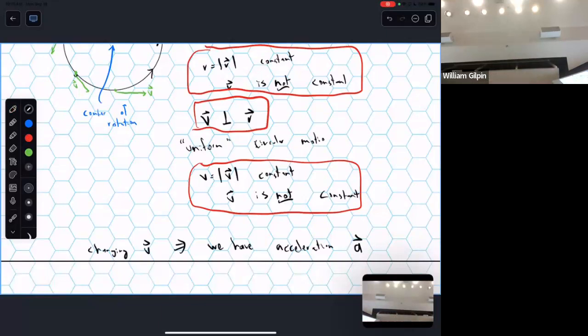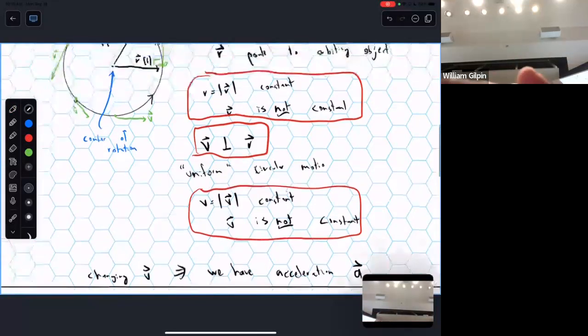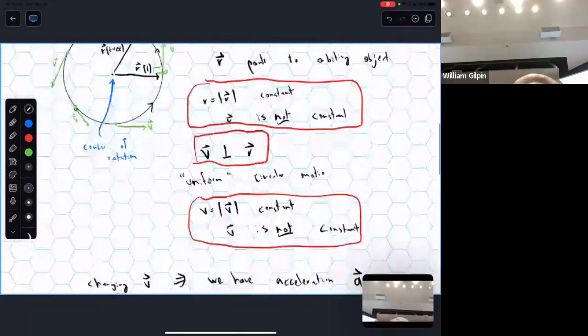Okay, so now we want to figure out what the acceleration in this problem is doing. And intuitively, it kind of makes sense, right? Velocity is changing, so something's causing the velocity to change. So let me go ahead and redraw my diagram.